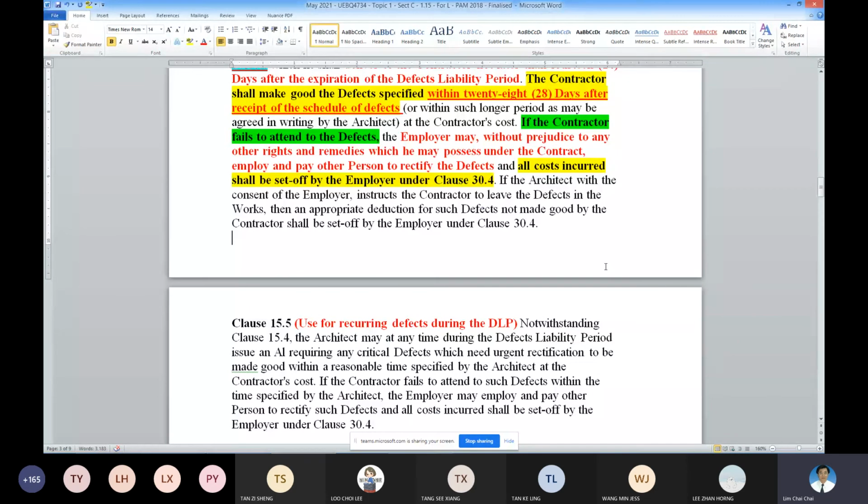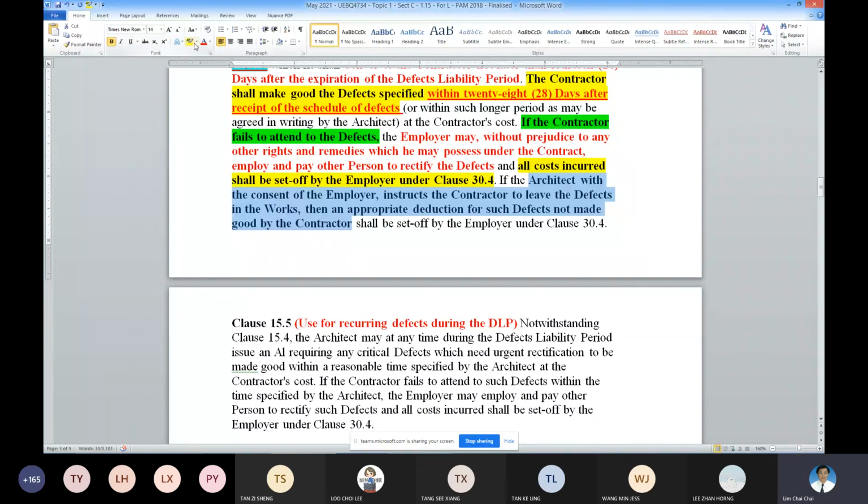Or the architect, with the consent of the employer, can leave the defects there and the contractor doesn't have to make good, but ask the QS and the architect to work out a figure to be set off by the employer under clause 30.4 also. So these are the options available for the employer if the last list of the defects is not rectified. This is the last list.